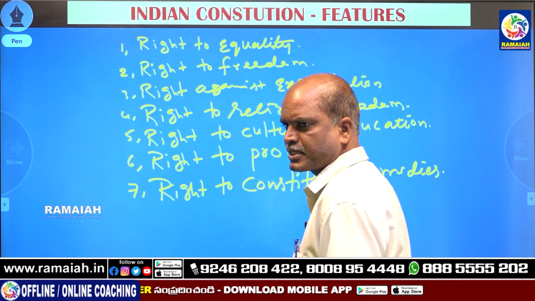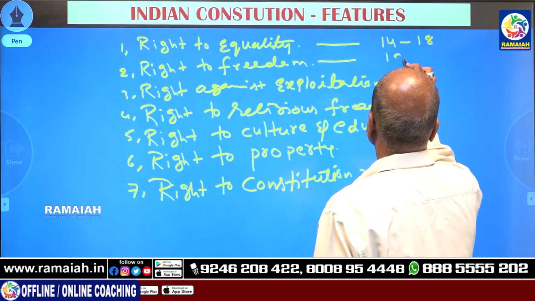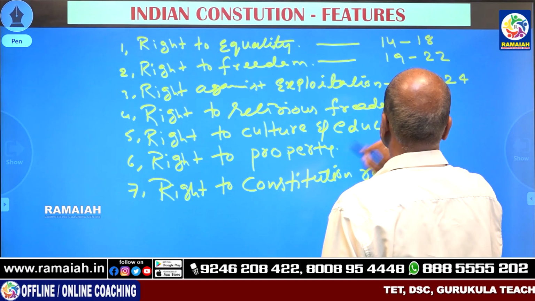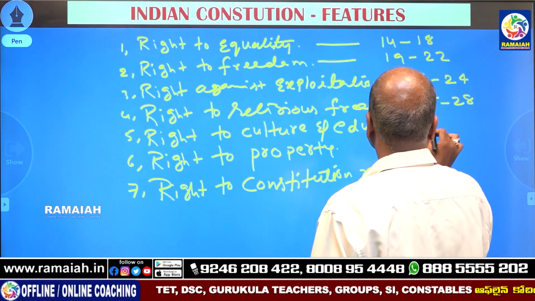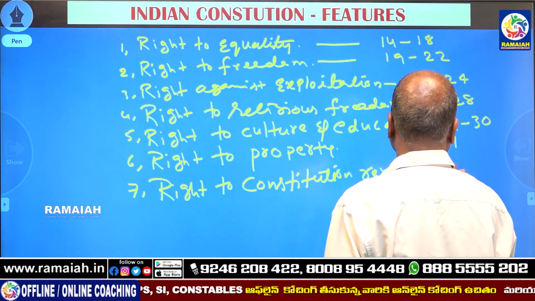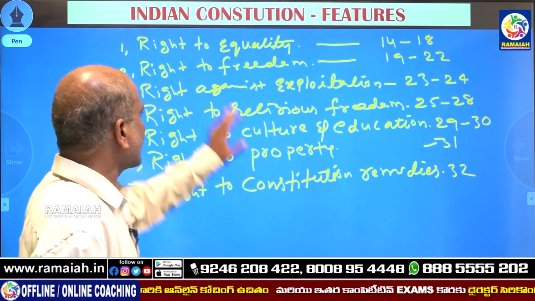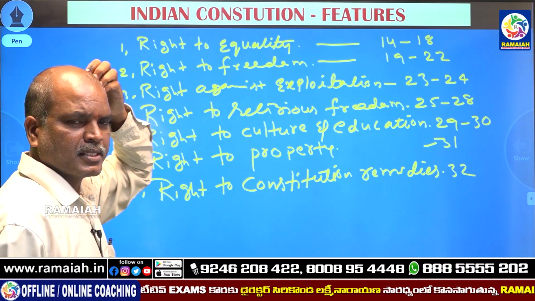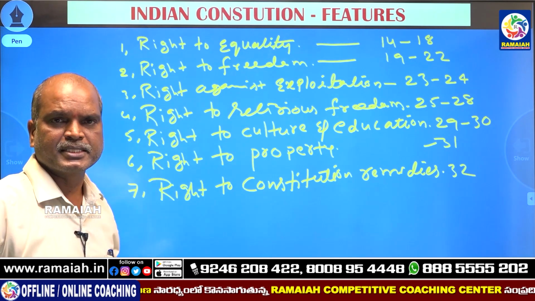Constitutional remedies. This is 14 to 18. This is 19 to 22. This is 23, 24. This is 25 to 28. This is 29, 30. This is 31. This is 32. Okay. Total fundamental rights at the time the Constitution came into force: 7. So everybody has to remember the chronological order of fundamental rights.